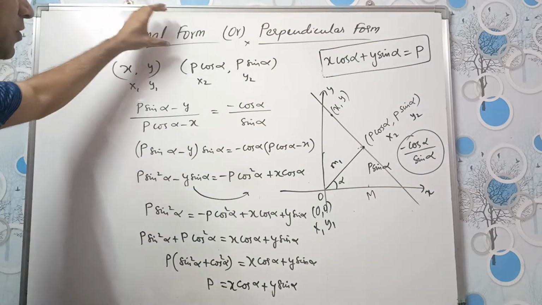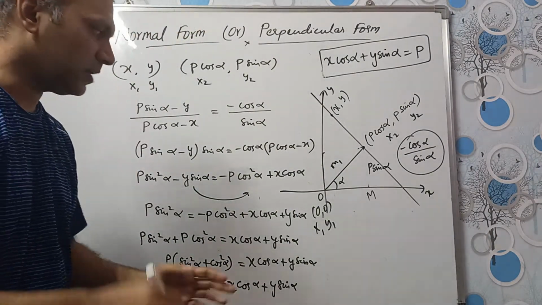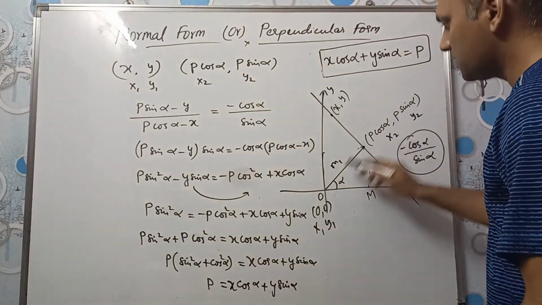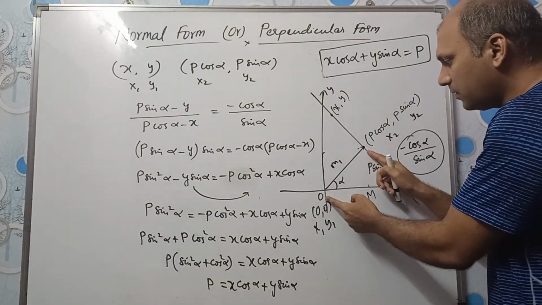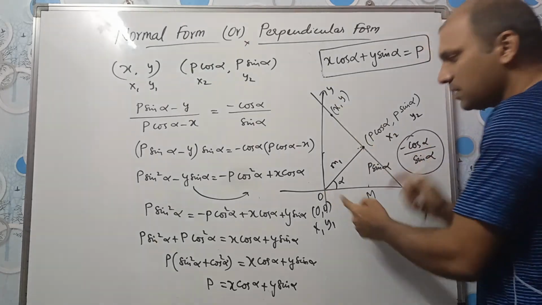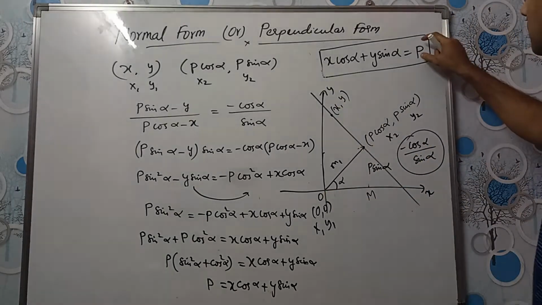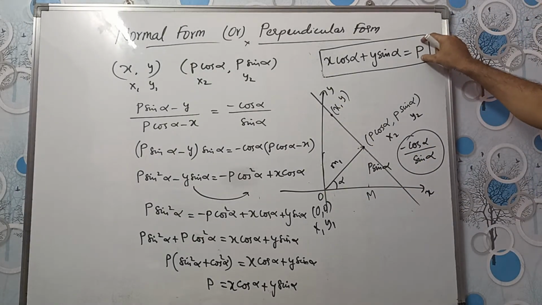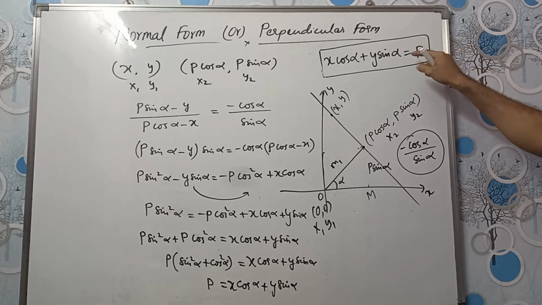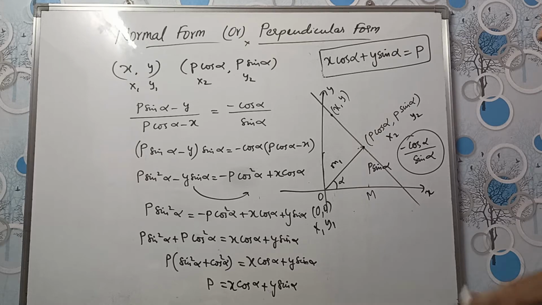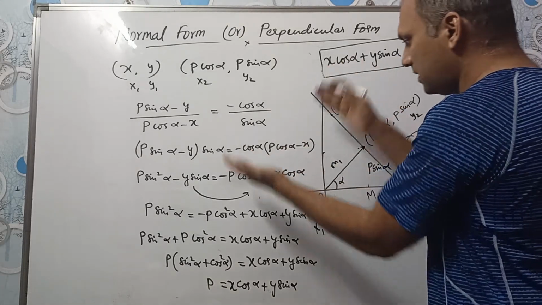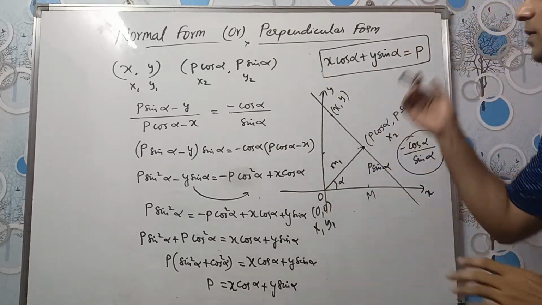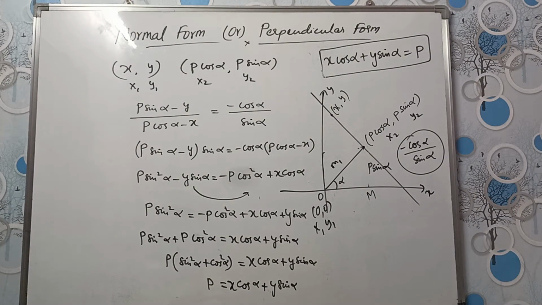This is called the normal form or perpendicular form. And remember one thing here, p will always be positive because p is distance, right? Perpendicular distance from origin to this straight line. So on RHS we should always write a positive value. Okay, p should be positive. Alright, so this is the normal form and this is all the derivation. Normal form is also called perpendicular form. We'll do a few problems now.